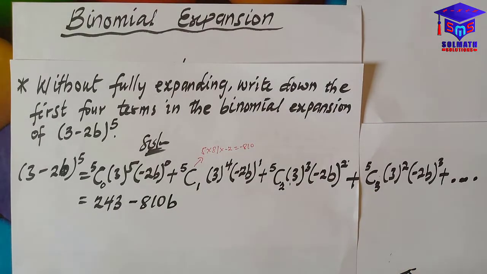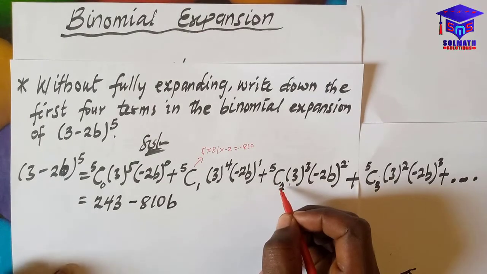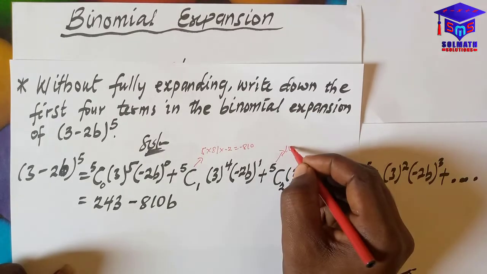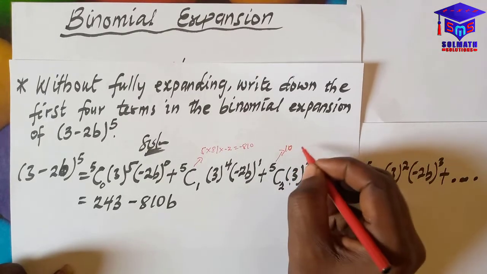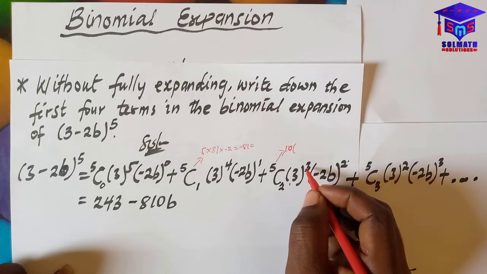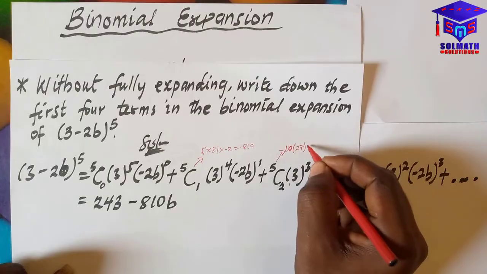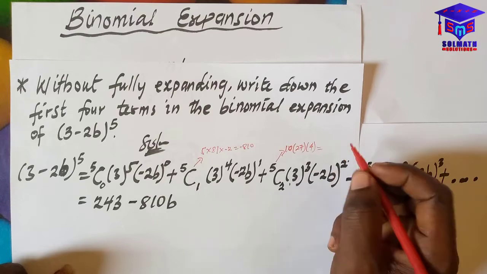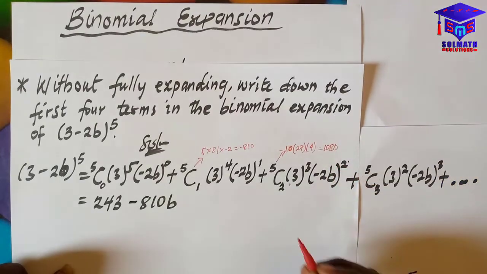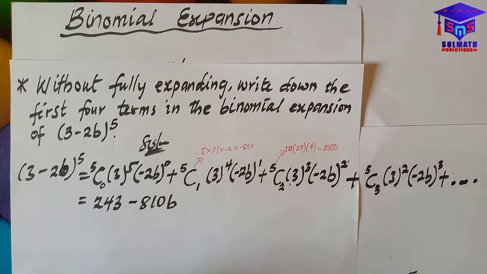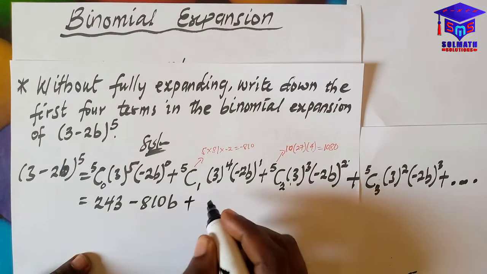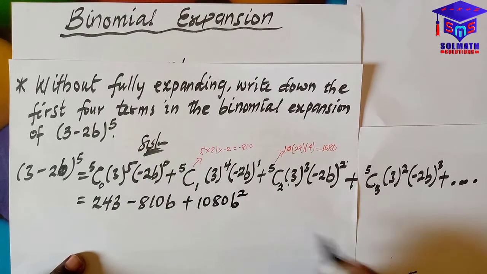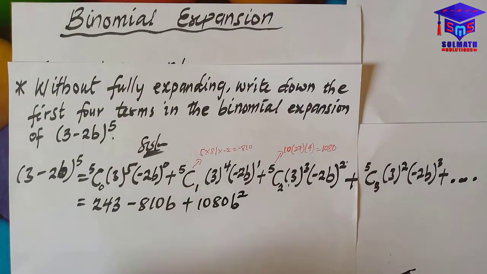Then when you come here to 5 combination 2 on a calculator, 5 shift combination 2, you're getting what? 10, and then times 3 to the power 3 is 27, okay, times negative 2 to the power 2 is positive 4, and then this should be giving us on a calculator 1080, okay, 1080. So we are having plus 1080 b squared. Good.